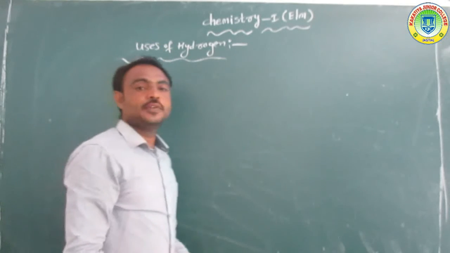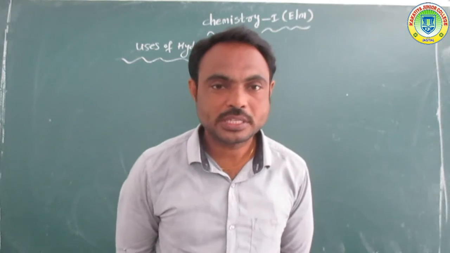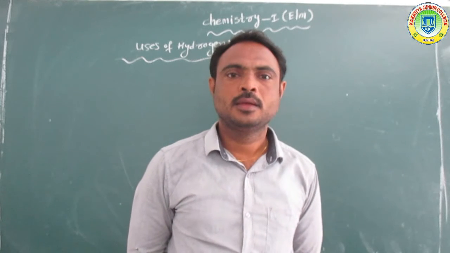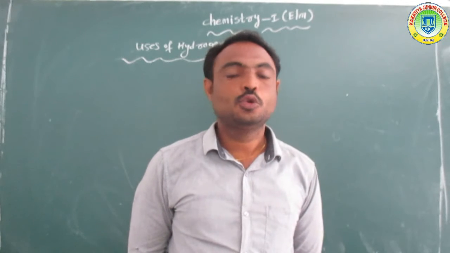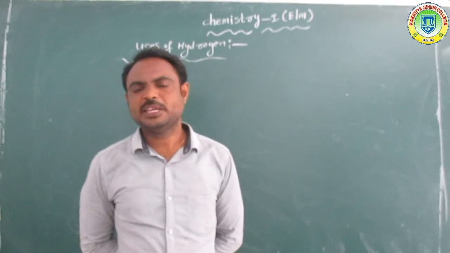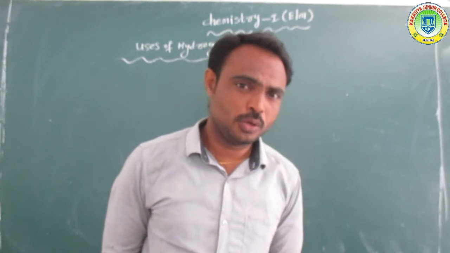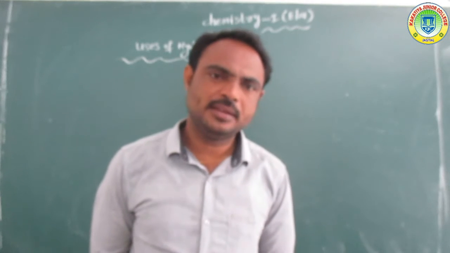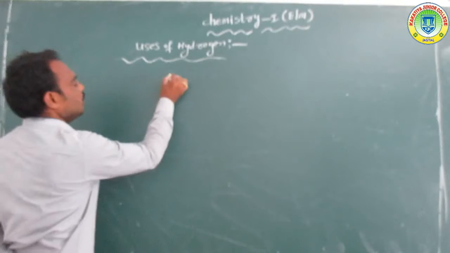Next, the use of hydrogen. What is the use of hydrogen? It is mainly used for the preparation of different types of compounds. One of the best examples is the preparation of water, H2O. So H2O contains which element? Hydrogen.